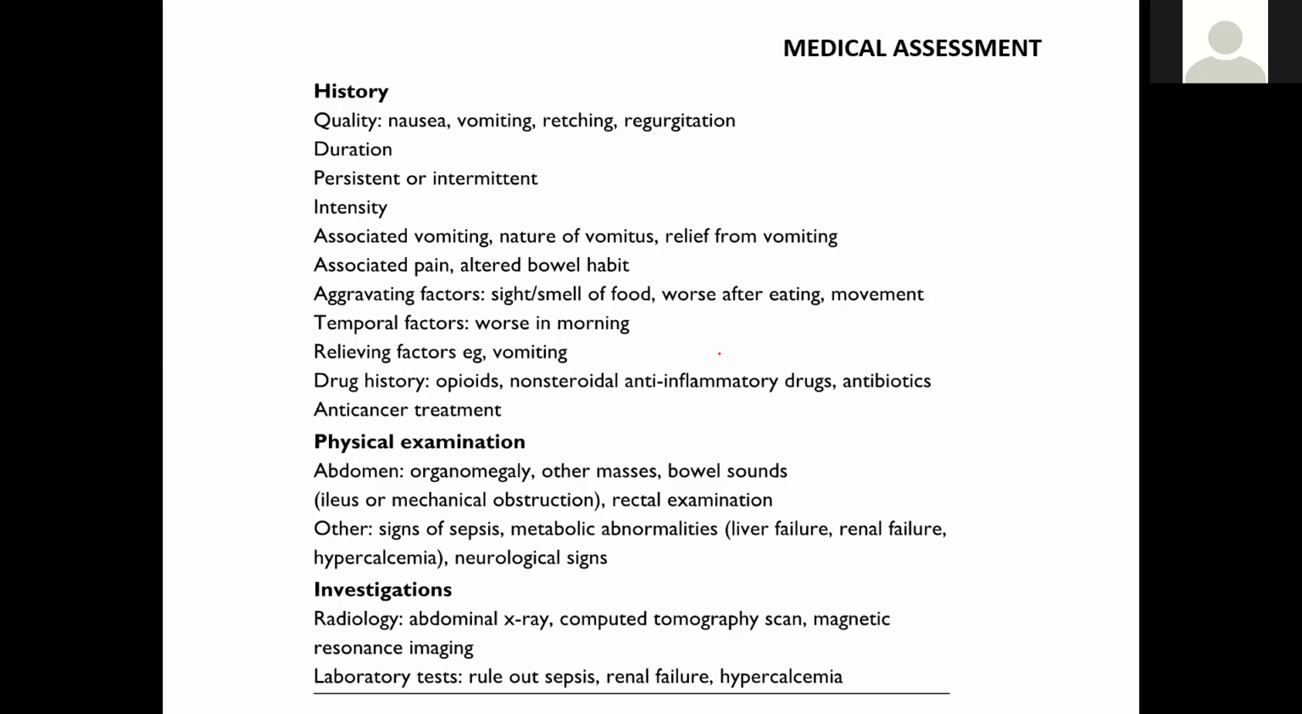Examine the abdomen, check for any hepatomegaly or any masses, or check for the bowel sounds. If indicated, we can always do a rectal examination. Check for any signs of sepsis or any metabolic abnormalities. Check for hyponatremia, hypokalemia, whichever is needed, to check whether this is a metabolic reason for vomiting. Do all these investigations. We usually don't need much investigation, but might be some of the labs like RFT, LFT, or some of the electrolytes, and quite rarely we may need an abdominal X-ray.